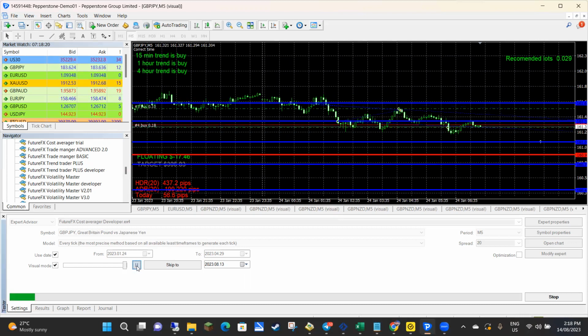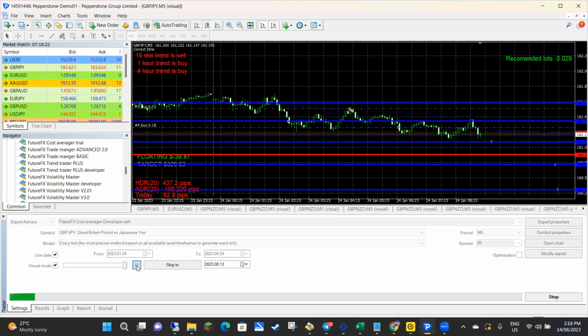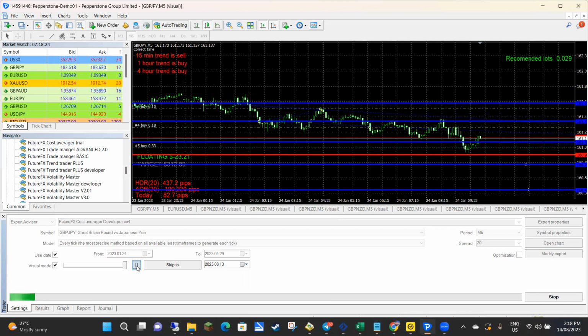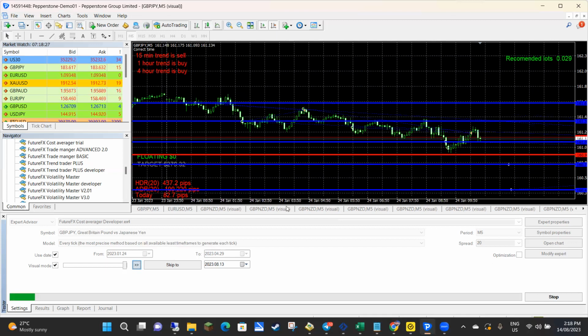Let's let it play out a bit longer. 2 trades open, 3 trades open. Those 3 trades just got closed in profit. So now we've made $20 and had very little drawdown.